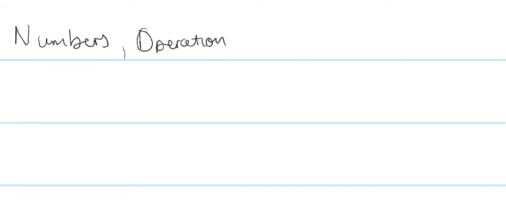Alright, grade 9, we'll be starting. I want you to write the heading for now: numbers, operations and relationships. Numbers, operations and relationships. Today's date. Today is the 30th of January.